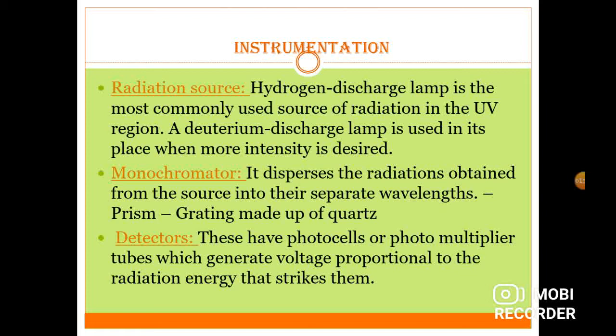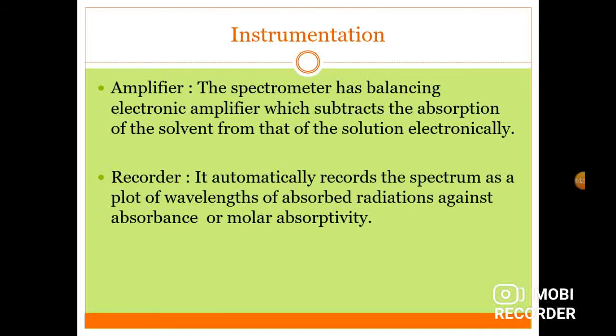Detectors: these have photocells or photomultiplier tubes which generate voltage proportional to the radiation energy that strikes them. So as detectors we can use a photomultiplier and photocell detector. Next, amplifier. The spectrophotometer has a balancing electronic amplifier which subtracts the absorption of the solvent from the solution. So we can use the amplifier to subtract the solvent absorption from the solution electronically.